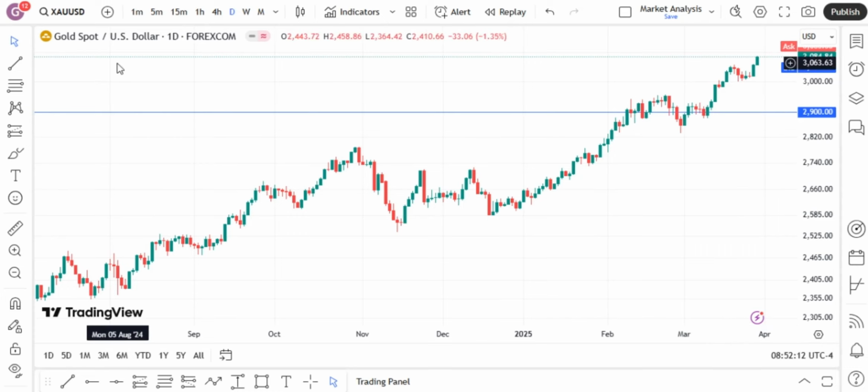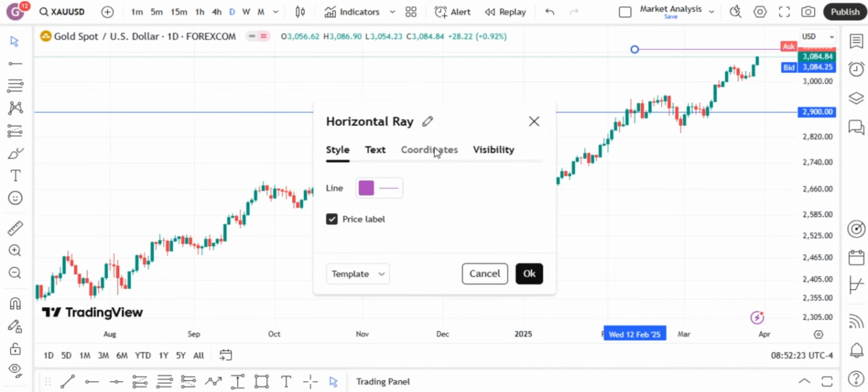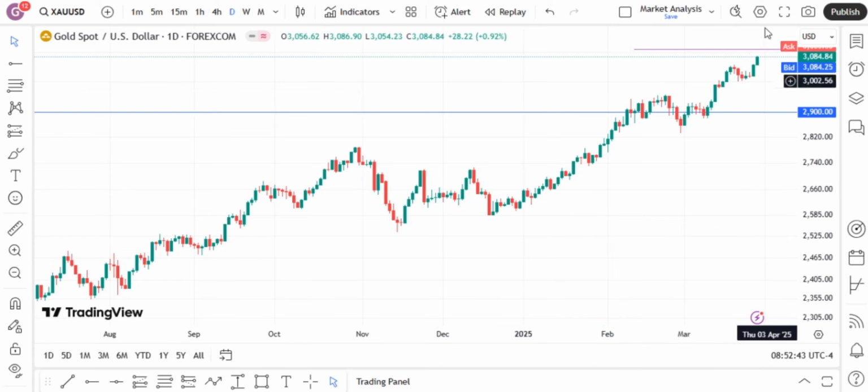That's where I'm looking at price trading, though it may be more than that. Let me calibrate this. Okay, I think 3,110 should be our target. Yes, 3,110 per ounce of gold should be our target for this new week.